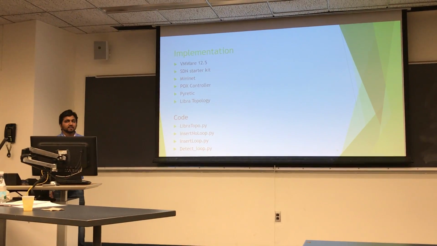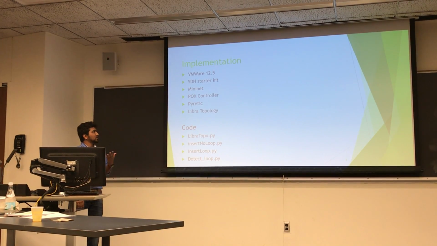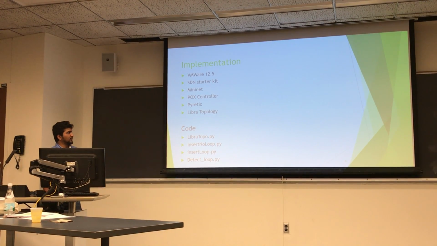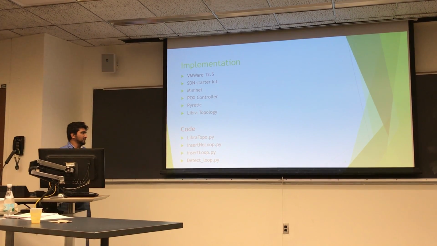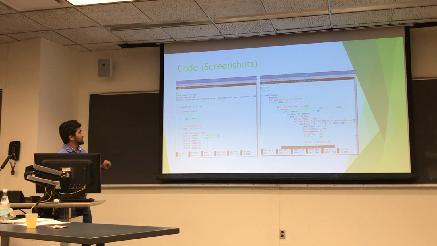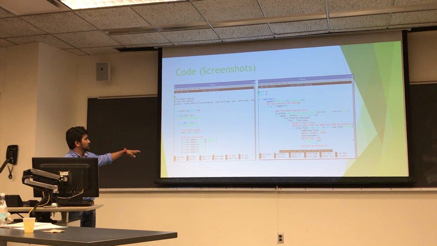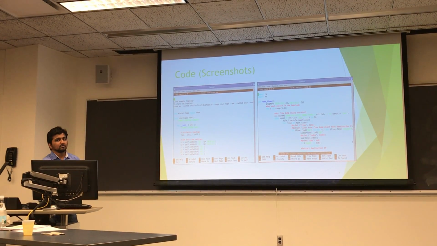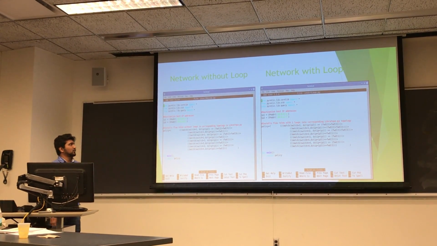To implement this project, I have used certain tools and technologies like VMware 12.5, SDN Starter Kit, Mininet, POX controller, Pyretic module, and Libra topology. I have written certain code in the Pyretic modules like libra topo, insert no loop, insert loop, and detect loop. These are a few screenshots of the code which I have written. The first one is the Libra topology. So here you can see 4 switches and 2 hosts. This is the code for detect loop. I've used ovs-ofctl to analyze the dump flows, and these are the screenshots for the network without a loop and with a loop.